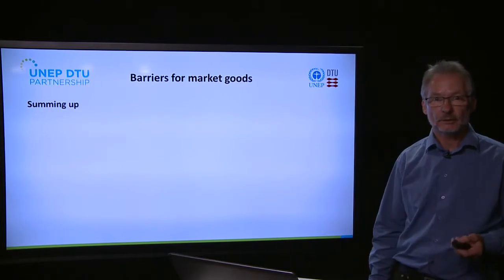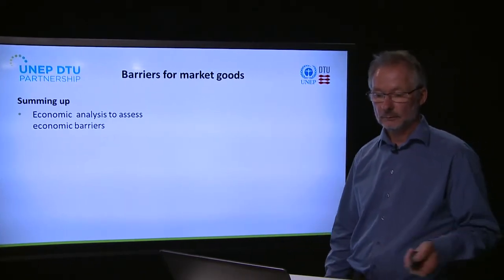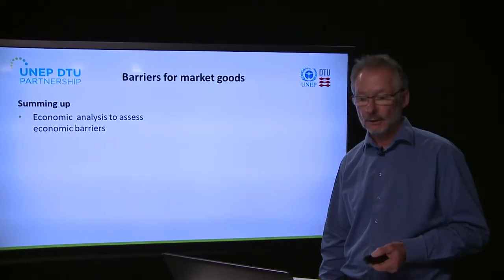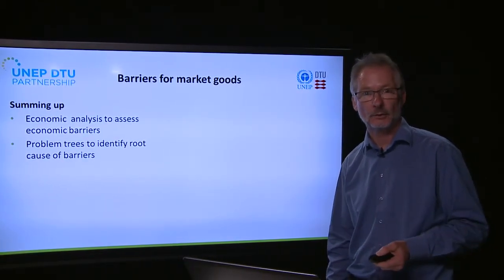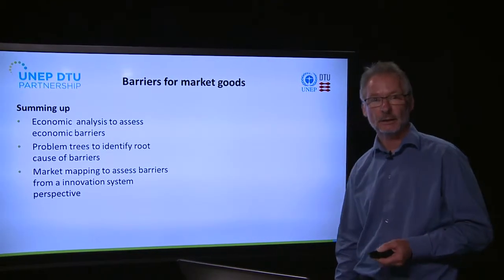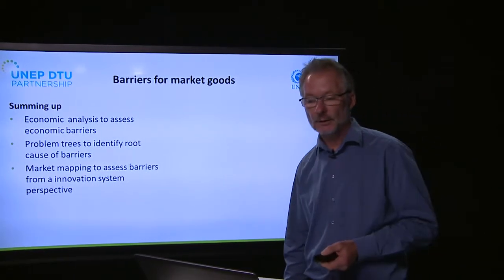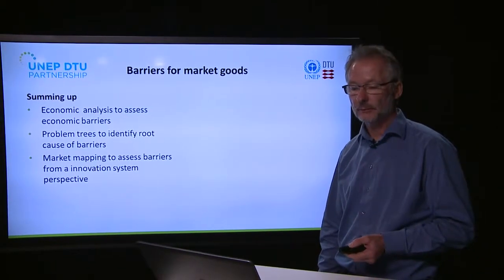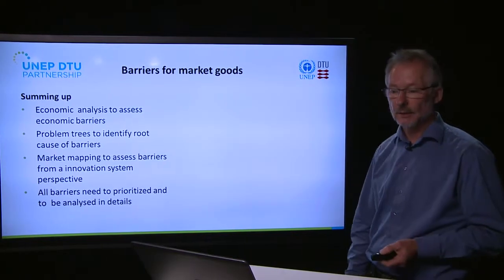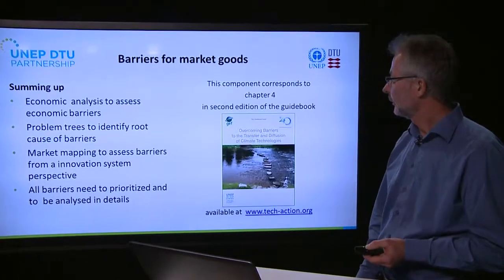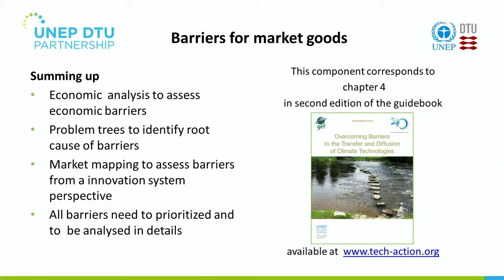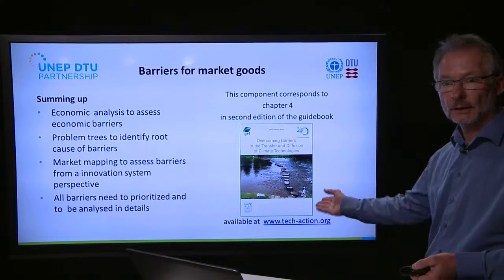So to sum up this component, firstly, we introduced economic analysis to assess economic barriers. We touched upon the problem tree to identify root causes of barriers, and we finally went much more into detail with the market mapping to assess barriers from an innovation system perspective. And not least, we emphasized that all barriers need to be prioritized and analyzed in detail. If you need more information on barrier analysis for market goods, you can consult Chapter 4 in the second edition of the guidebook, which is available at our project website.